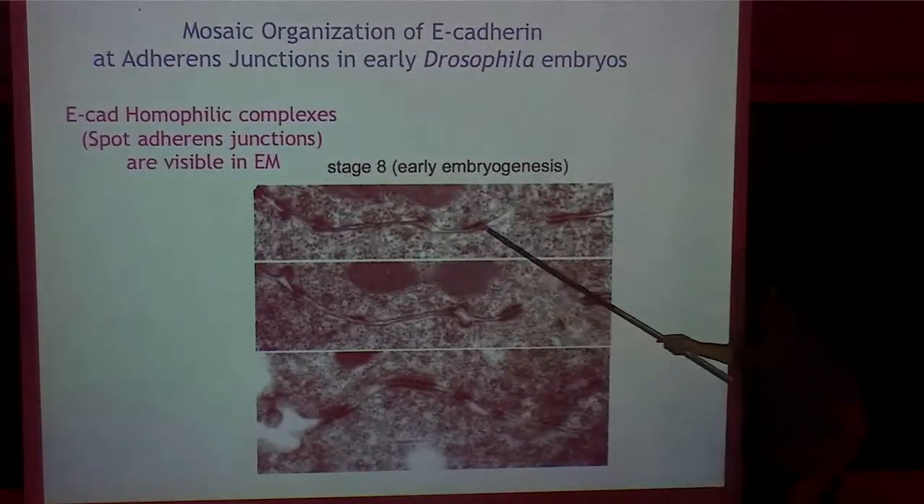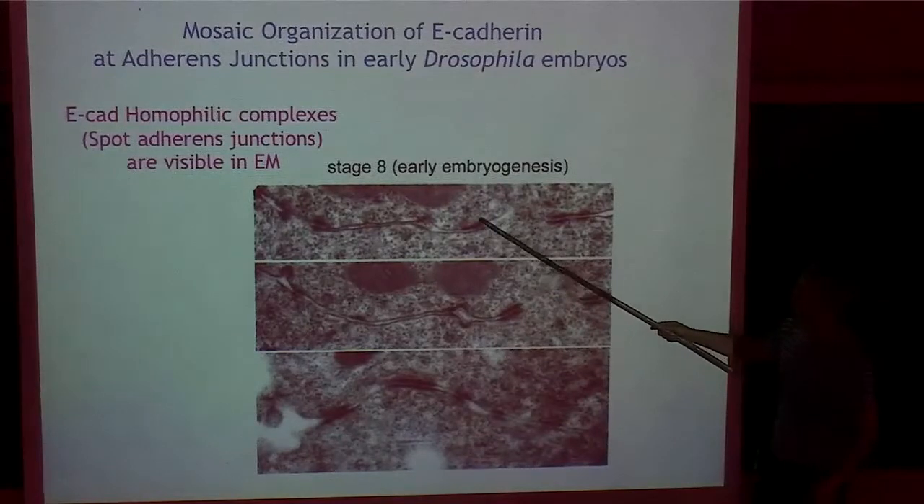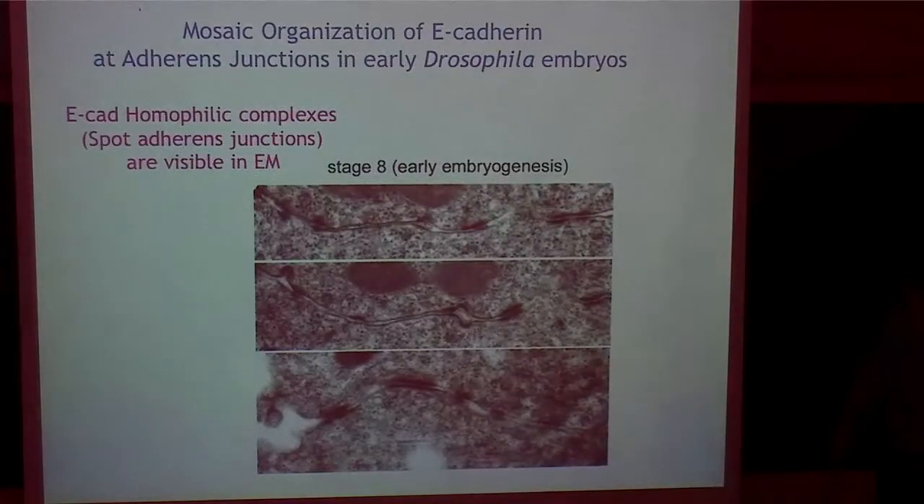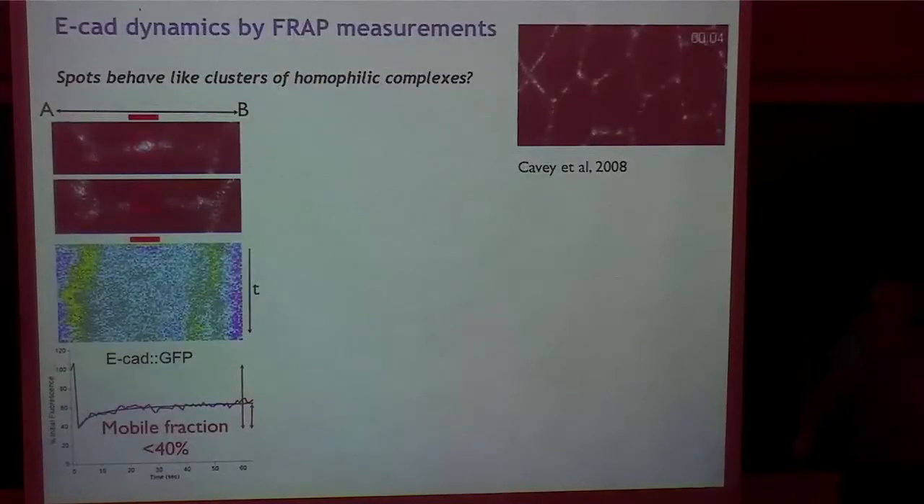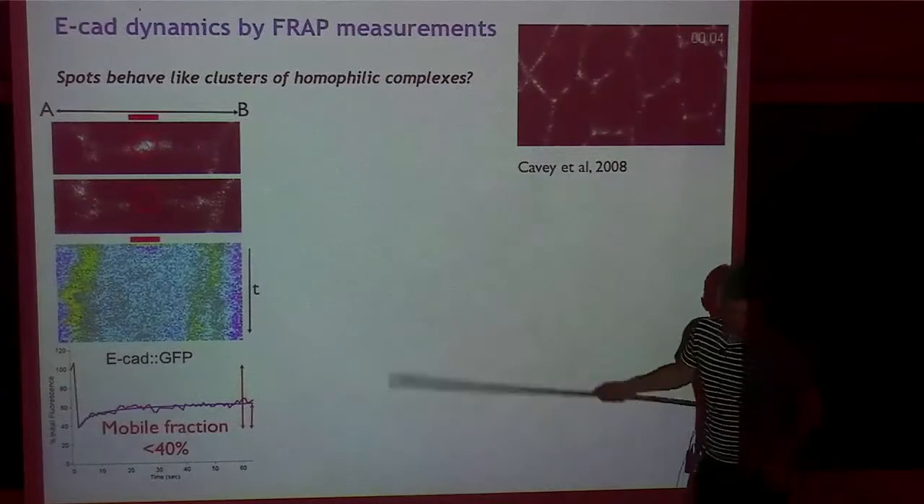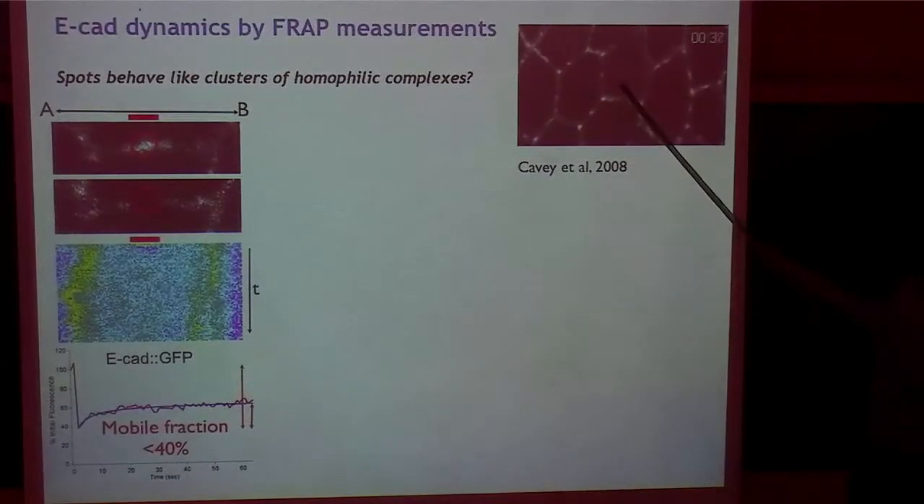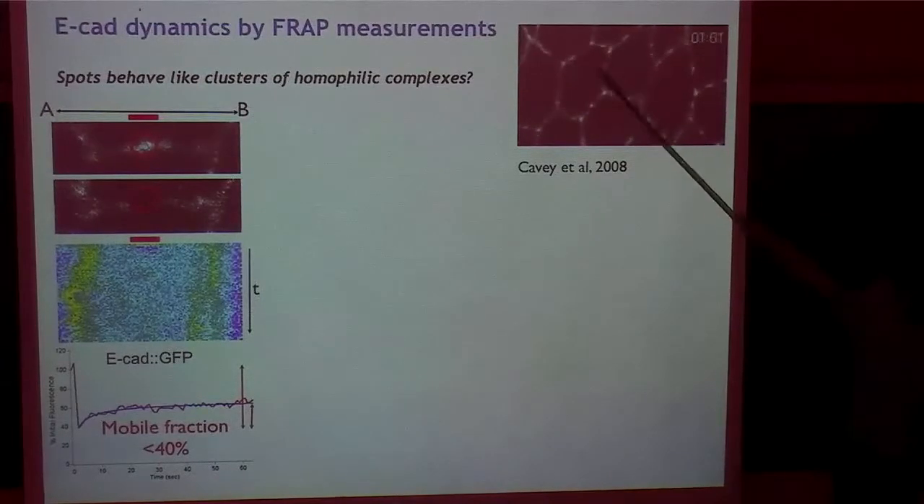If you look at the EM pictures, these points of adhesion appear as dense electron structures, points of contact between cells, and are called spot adherens junctions here in the Drosophila embryo, and they have been observed in different animals. If you look at this organization dynamically, this is a movie of the movement of cadherin at cell surfaces that we showed a few years ago.